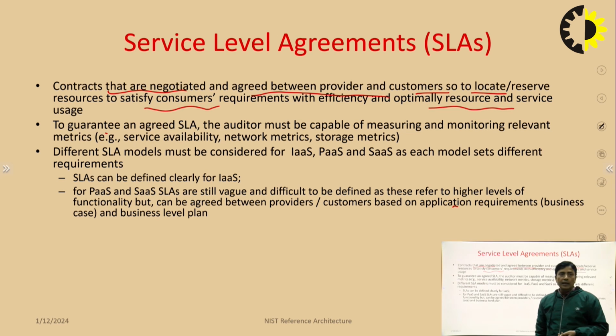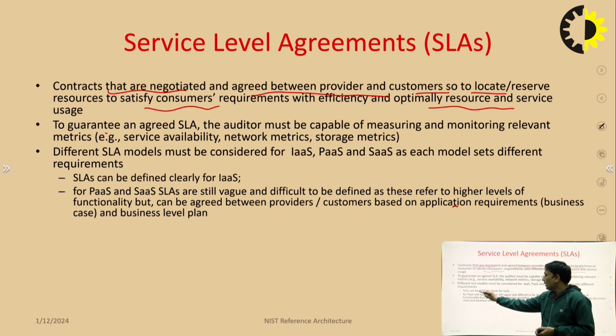To guarantee an SLA, the auditor must be capable of monitoring different types of quality metrics like service availability, network metrics, storage metrics, and response time, quality of services. All these are different parameters judged by the auditor, and all these parameters are basically specified in the SLA document.